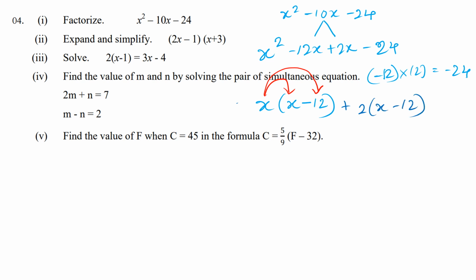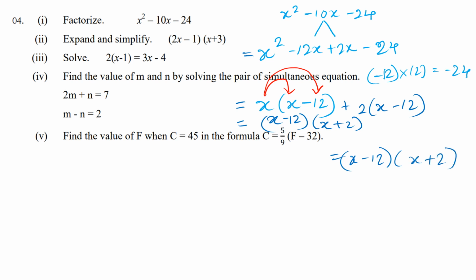And in this expression you have x minus 12 common, and here x remains, plus 2 remains, and the answer is x minus 12. Okay, let me write it again. This is equal to x minus 12 into x plus 2. So this is the factorization.